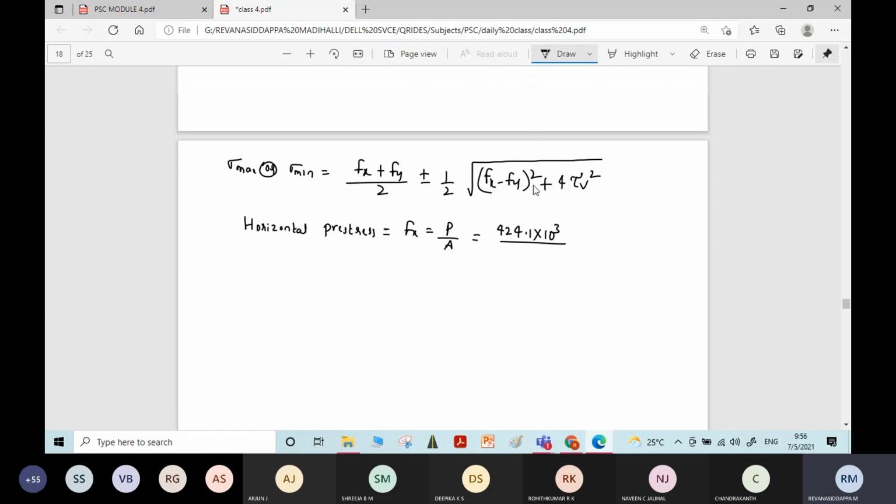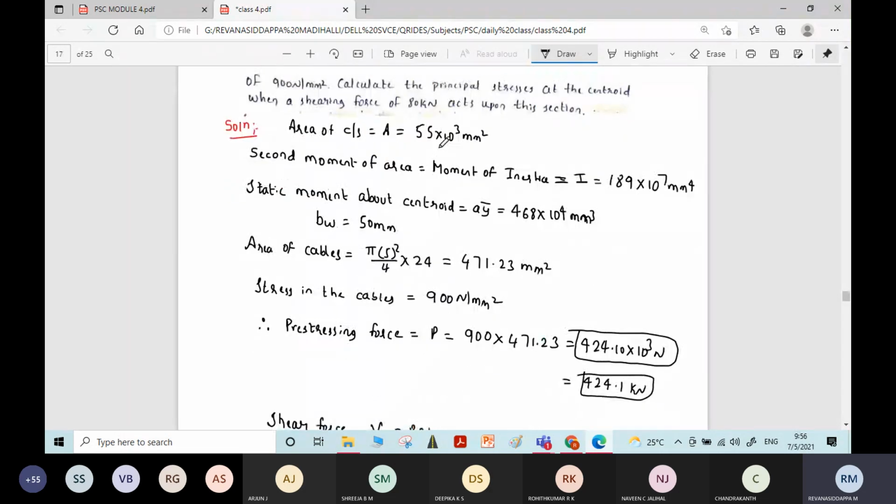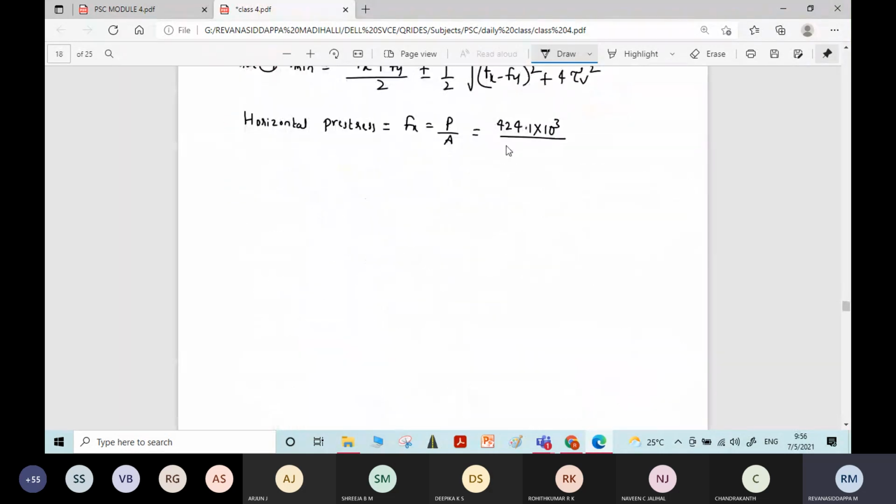Area of cross section is given. How much is it? 55 into 10 power 3. Correct? Tell me the answer. Yes, 7.71 Newton per mm square.